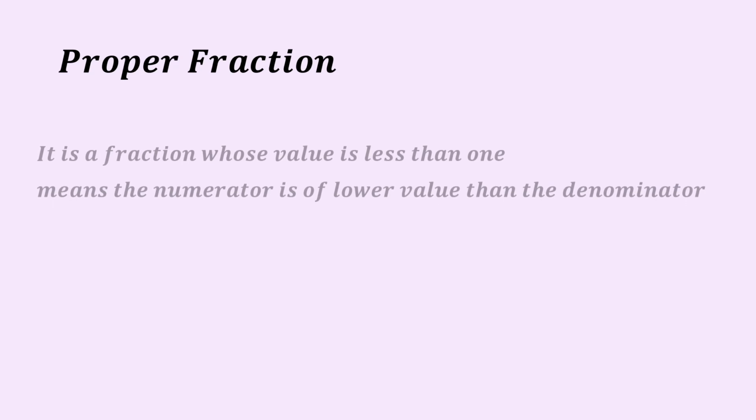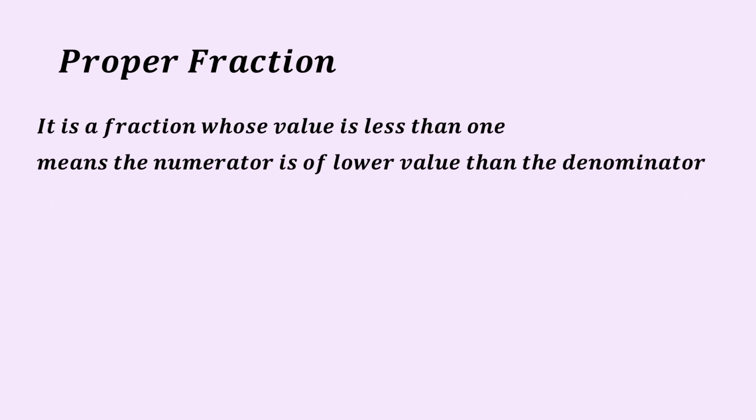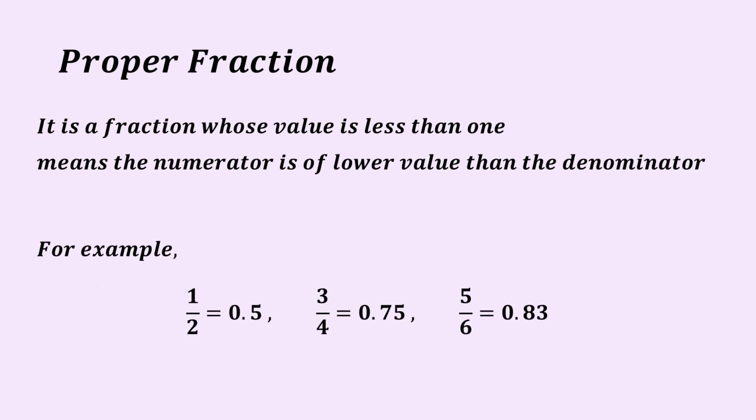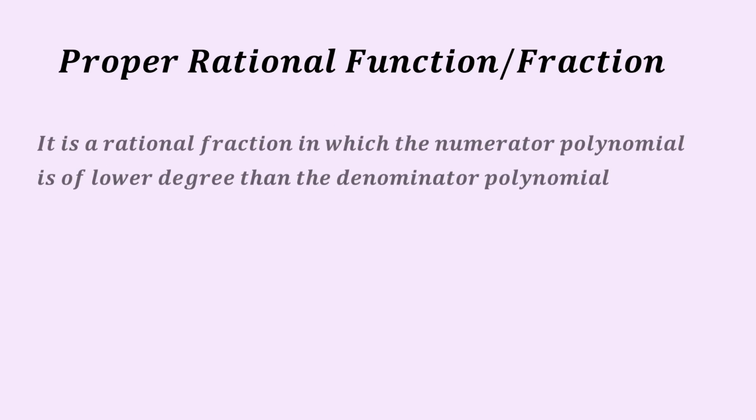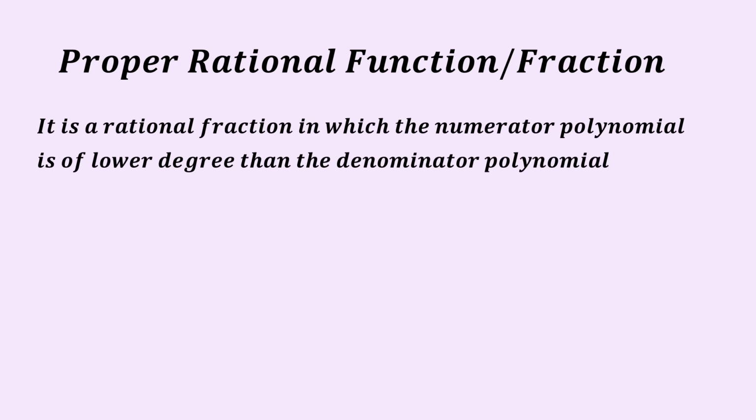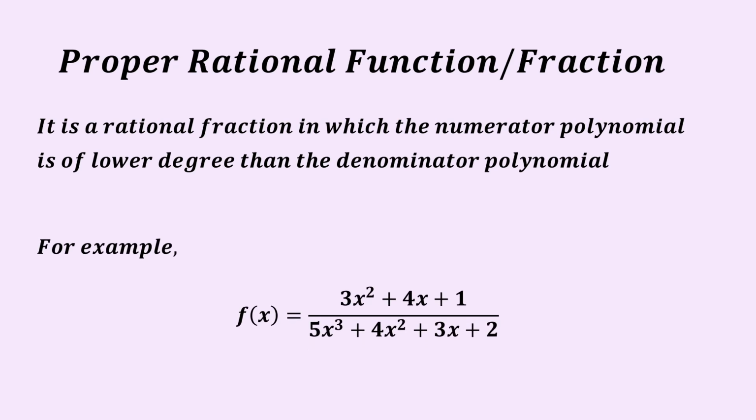A proper fraction is a fraction having a value less than 1, meaning the numerator is of lower value than the denominator. For example, here you can see in these examples, all the resulting values of these fractions are less than 1. A proper rational fraction is a rational function having a numerator polynomial of lower degree than the denominator polynomial, as we have seen in the last example. So the numerator polynomial is of degree 2 and the denominator is a degree 3 polynomial.